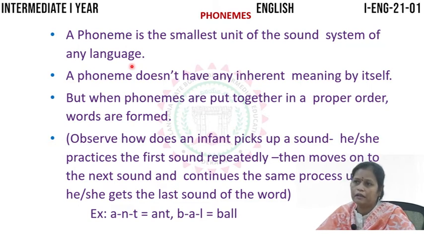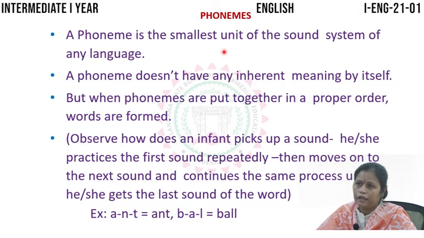Just like time. Time is divided into hours, minutes, seconds and microseconds. Microsecond is the smallest unit. In the same way, a phoneme is the smallest unit of the sound system. That means words are divided into sounds. Each sound is nothing but a phoneme. A phoneme doesn't have any inherent meaning by itself. Inherent means what?